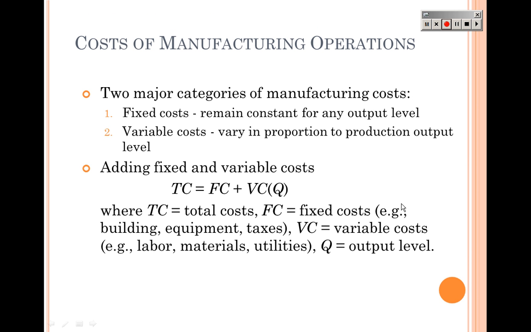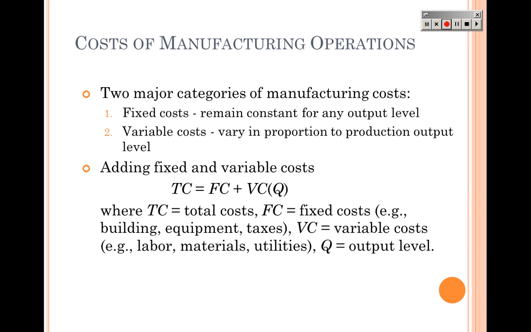Okay, cost of manufacturing. Manufacturing costs fall into 2 major categories. Fixed costs, and they're constant at any output level. Variable costs, they vary in proportion to the production output, and you can find in your textbook good examples of what some different fixed costs and variable costs are. Think about it though. Variable costs would be the cost of raw materials. The more you make, the more you have to spend on raw materials.